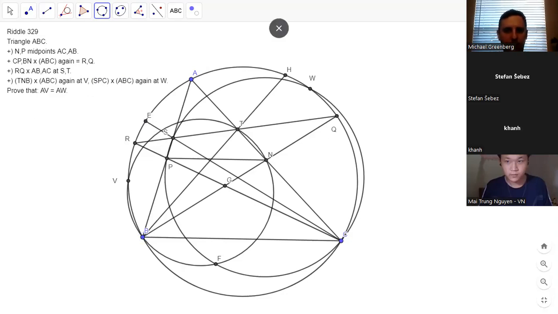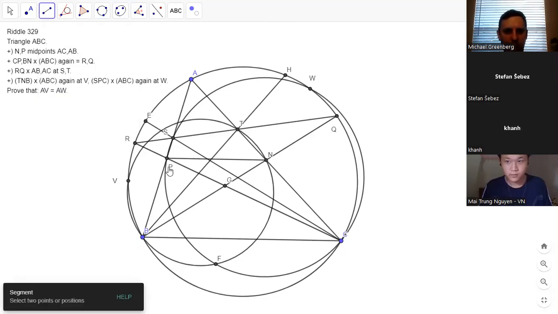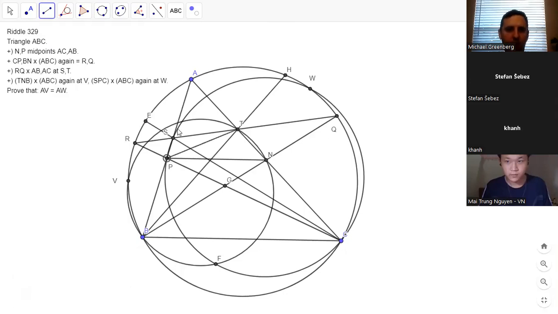But I don't think those are similar. I found another thing which I don't know if it is useful. The intersection of PT and SN lies on the AC median. Oh, really? Yeah.